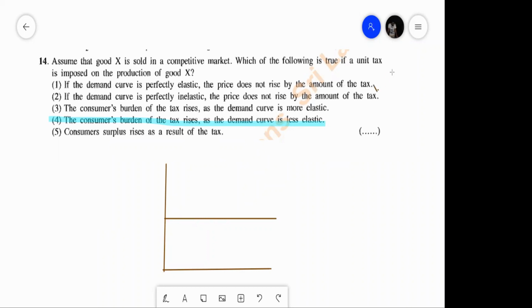That is what even I was thinking. But since we have a better answer in this, right? Since we have a better answer, number 4, that is why I'm going with number 4.